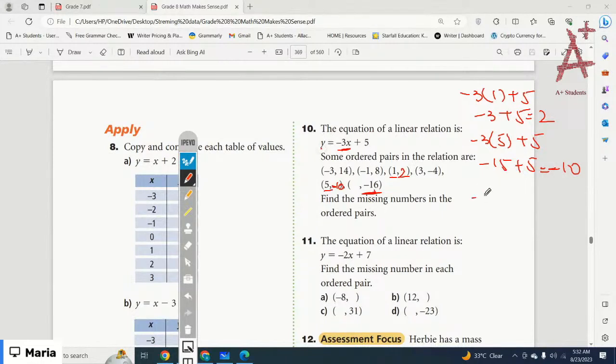Replace y with -16. -16 equals -3x plus 5. Move 5, so it would be -16 minus 5 equals -3x. That would be -21 equals -3x. So divide both sides by -3. X equals 7. That means here you have 7 and -16, right?